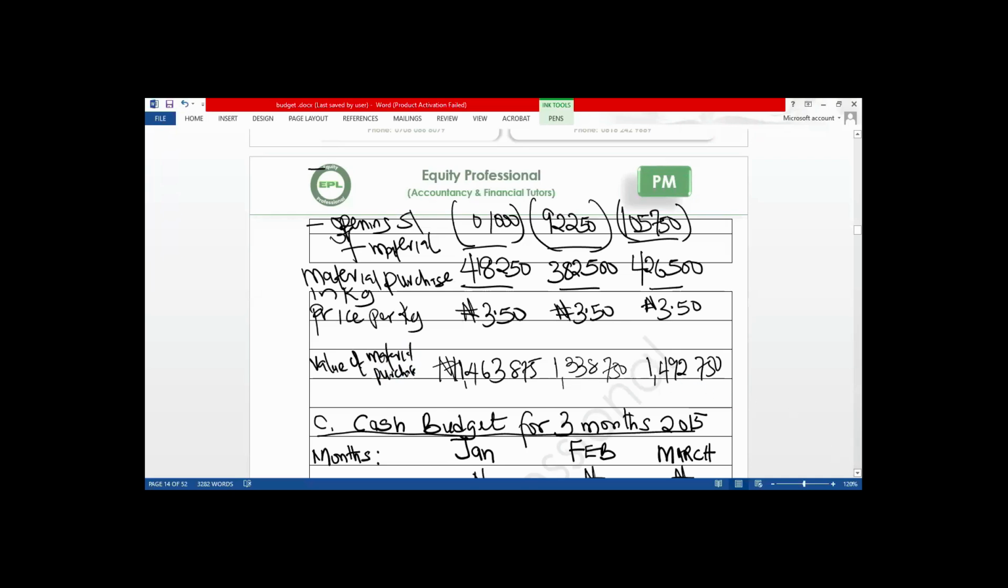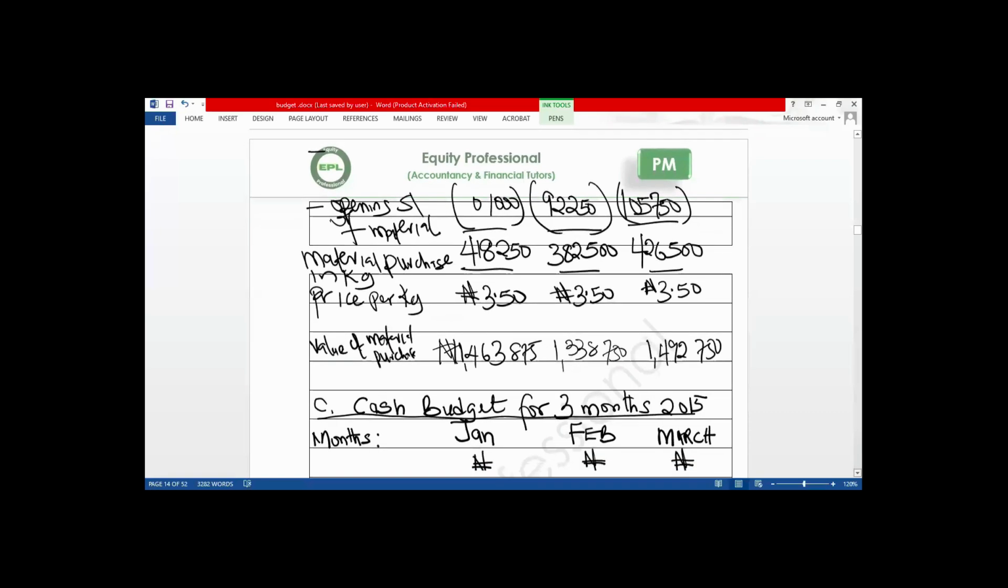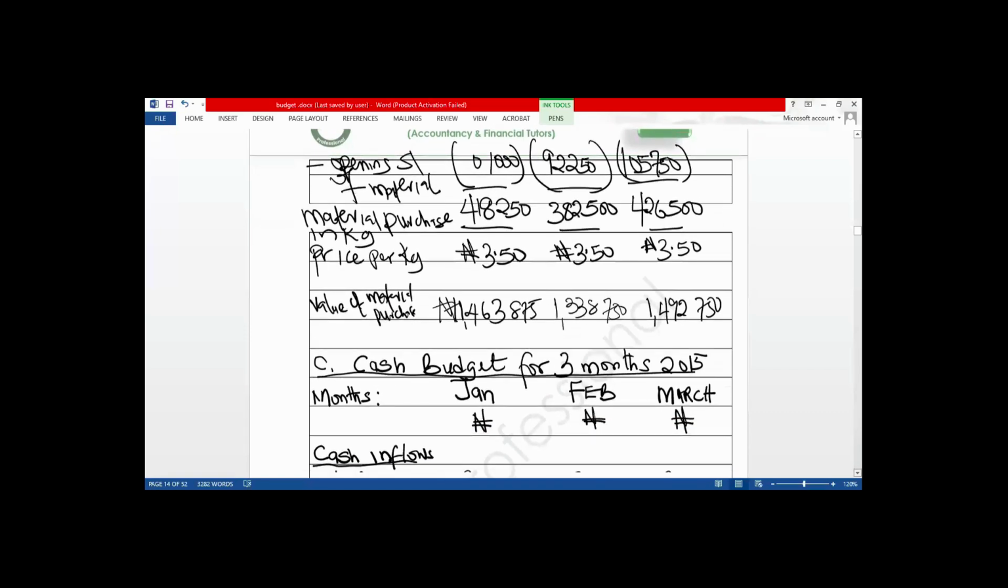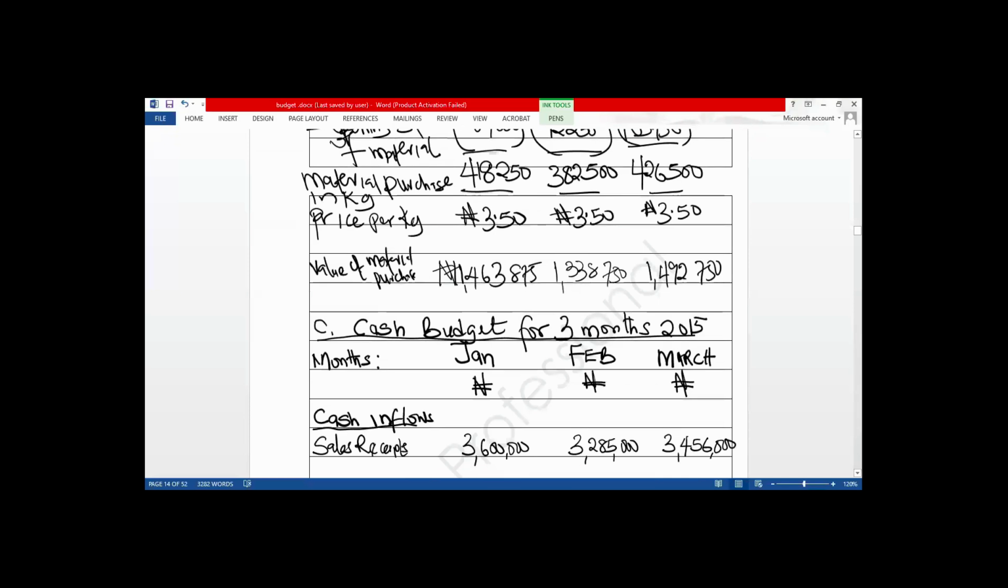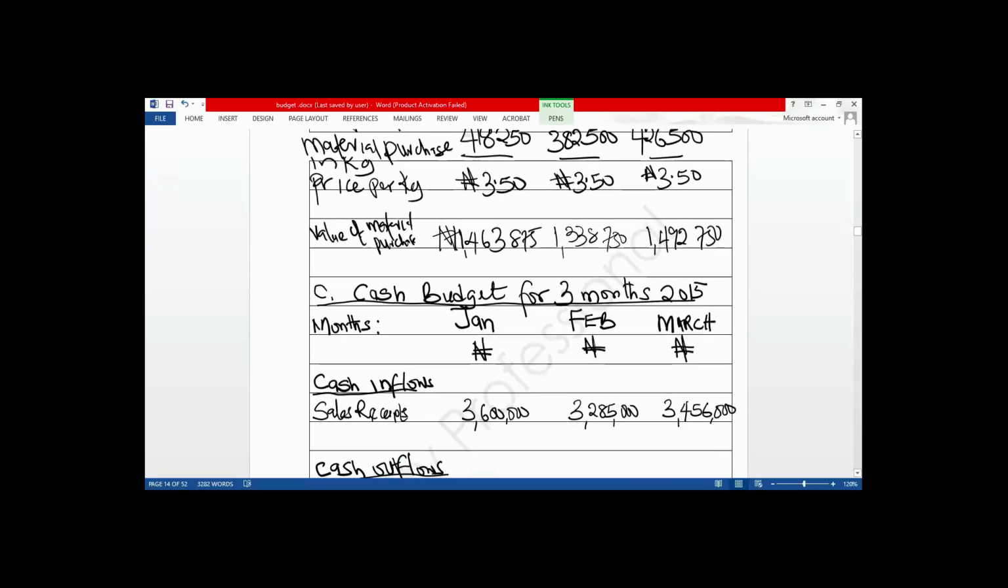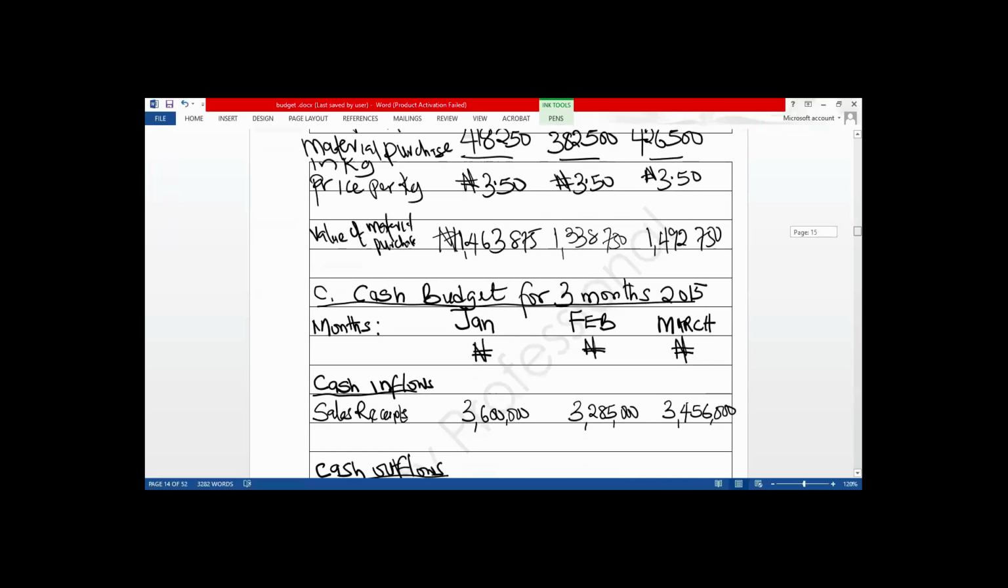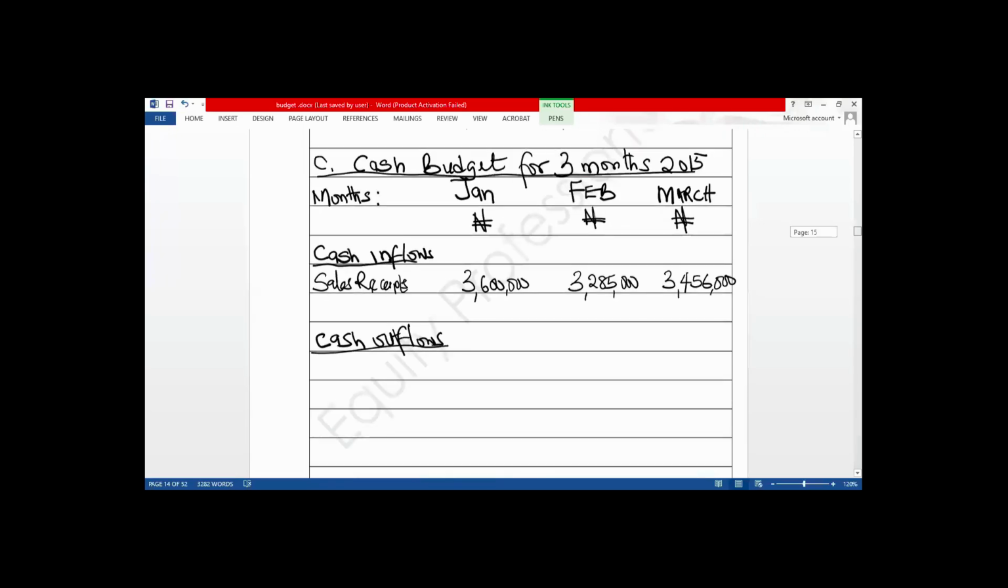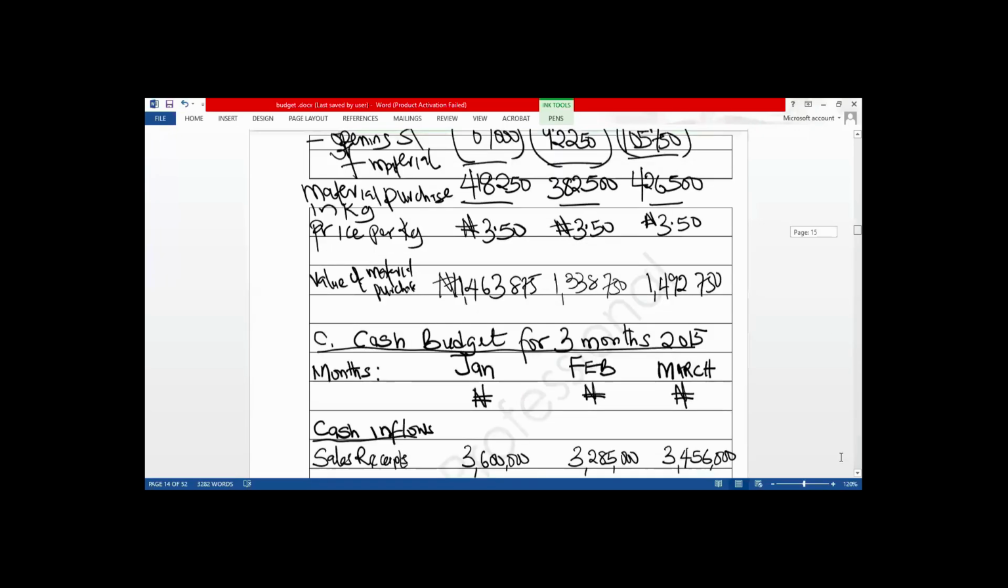We now need to pay for it. Now our cash budget. I will do it small. Here you are.